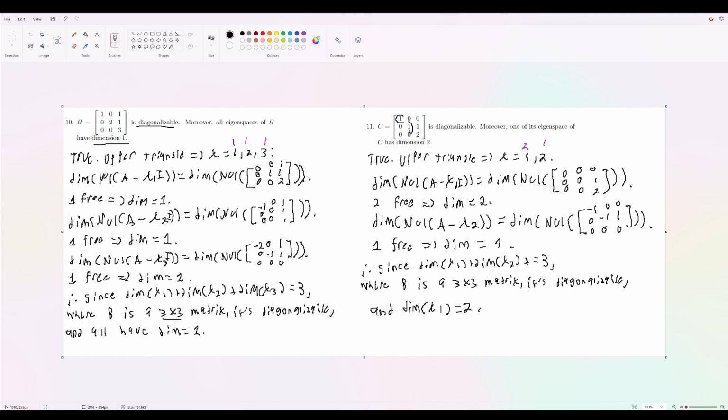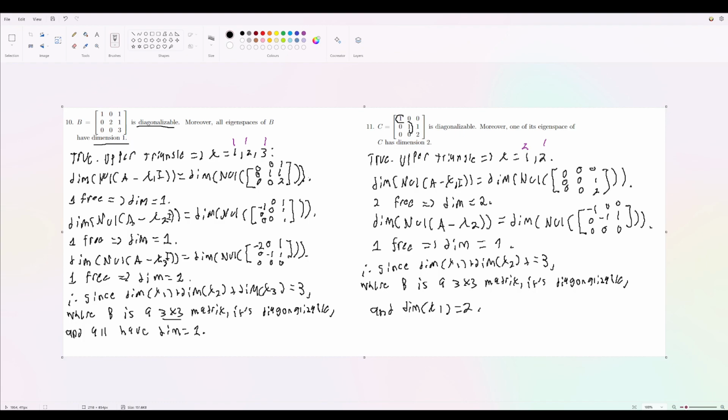Therefore, the dimension of the null space of A minus lambda 1 I goes to the dimension of the null space of this. Here we see that this actually has two free variables, right? This is free, because we can take this row and get rid of this one. So two free variables means that we're going to have dimension equal to 2. Then we do the dimension for the other lambda value, which is 2. We say that we're going to have one free variable. So after we conclude that, we're just going to say that it's going to be dimension equal to 1.